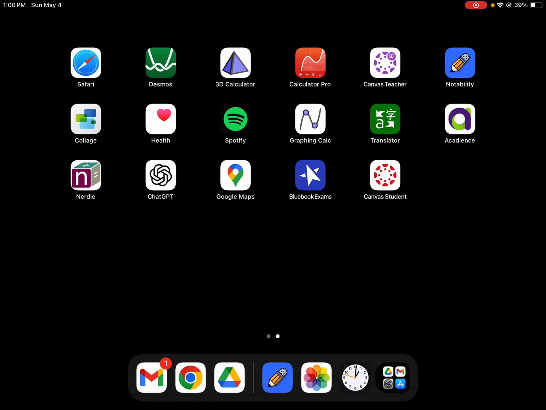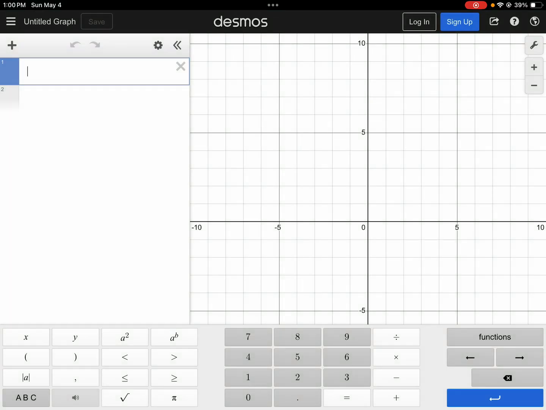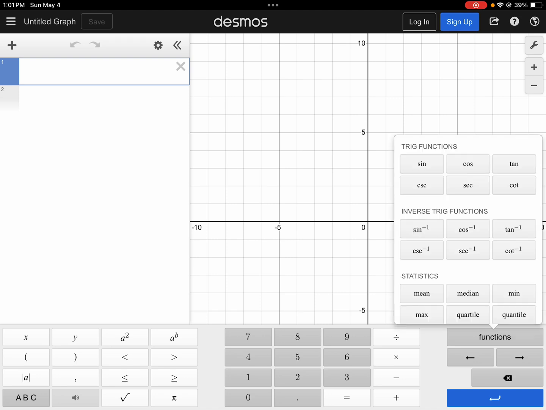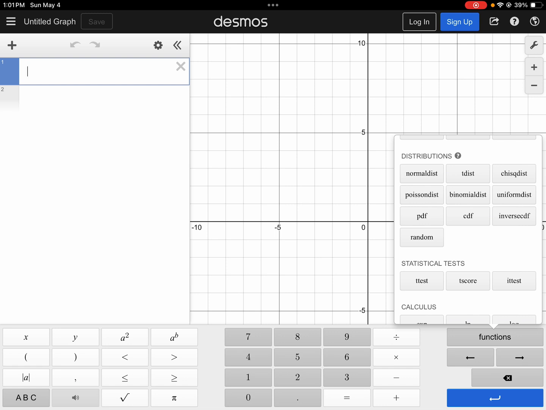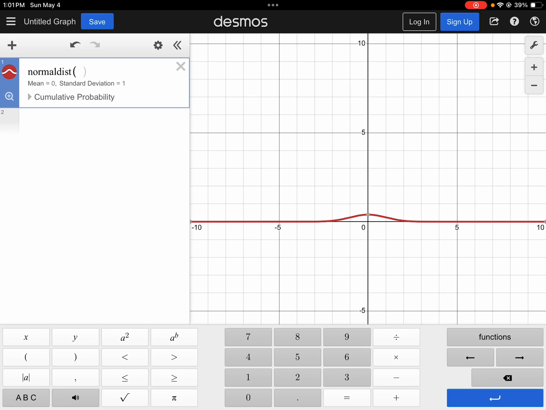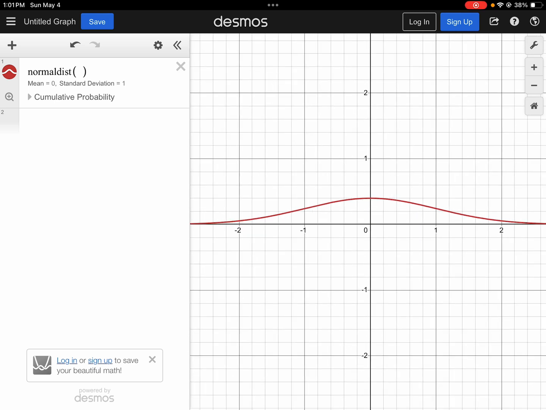which is what I'm going to do. It's what I encourage you guys to do and what you will be allowed to use on the exam, and that's Desmos. In Desmos, in the bottom right where we have the enter, the delete, and the arrow buttons, just above the arrow buttons, you have the functions. If I click on functions and move down to distributions, in the top left there's normal dist for normal distribution. We click on it, and just below it you can see mean equals 0, standard deviation equals 1. That's just talking about this curve right here.